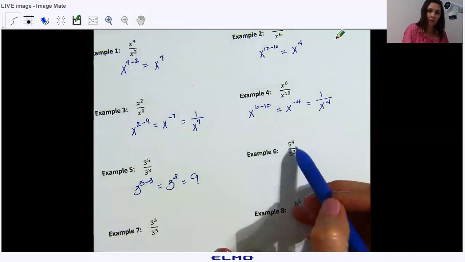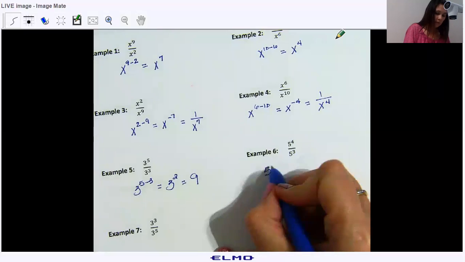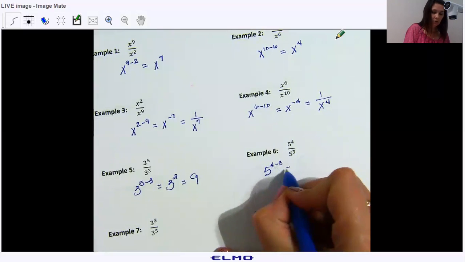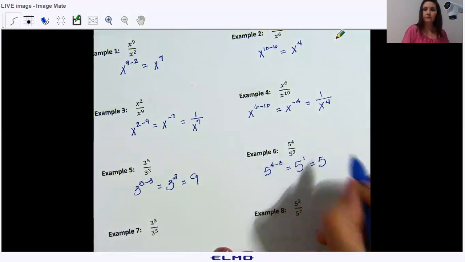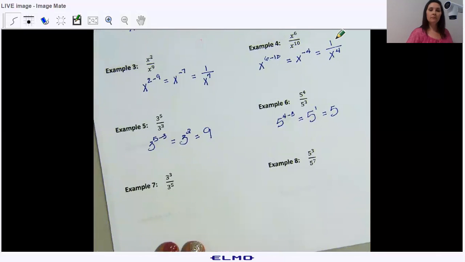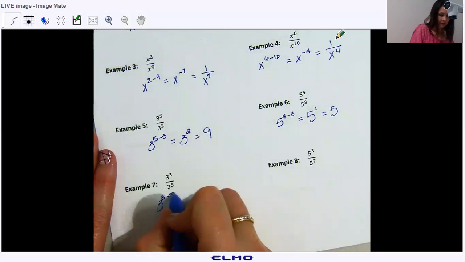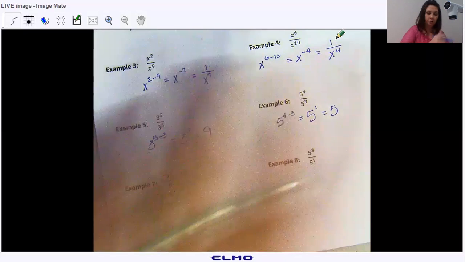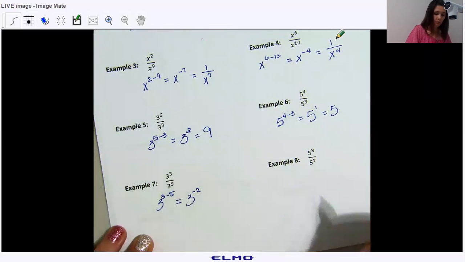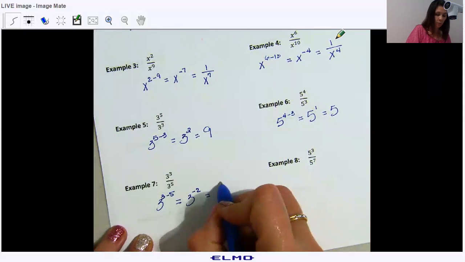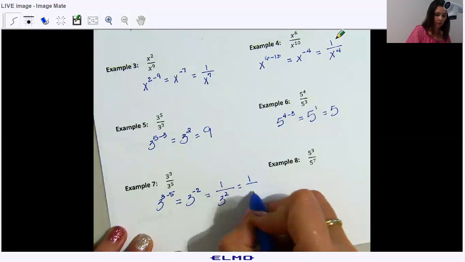Okay, our terms are the same here. Our base numbers are the same, 5. So it's 5 to the power of 4 minus 3, which gives us 5 to the power of 1, which is just 5. Okay. 3 to the power of 3 minus 5. Same situation here. We're just flipping our numerators and denominators. We get 3 to the power of negative 2. We have to rewrite that as 1 over 3 to the power of 2, which is 1 over 9.